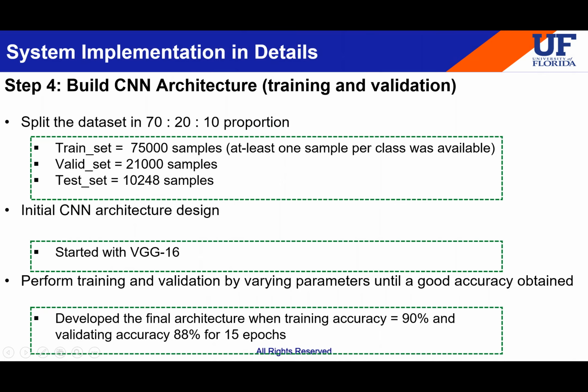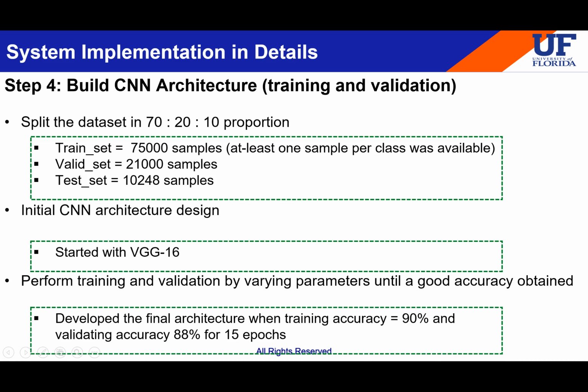I will build the CNN architecture now, as I told. First, I have to split the data set so that I can have separated data sets for training, validation, and testing. I chose a 70 to 20 to 10 proportion, and in that way, I had 75,000 samples for training, 21,000 for validation, and around 10,000 for testing set.